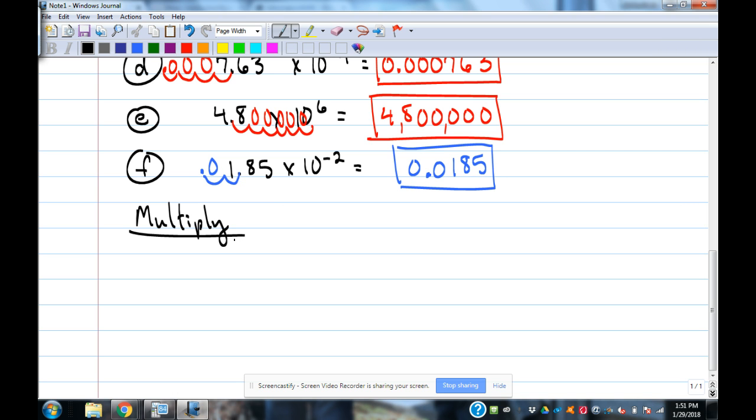Multiply. Okay, so we're going to take two scientific notation numbers and multiply them together and write our answer in scientific notation. All right, so we got 1.5 times 10 to the 9th times 3.0 times 10 to the negative 6.